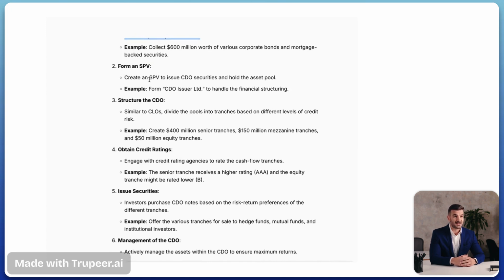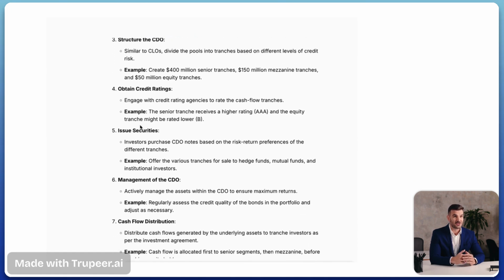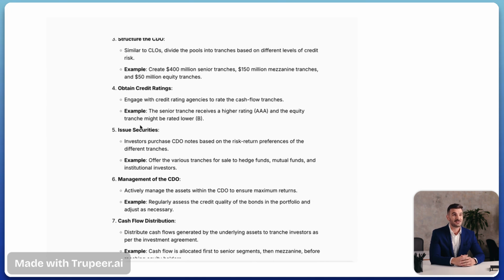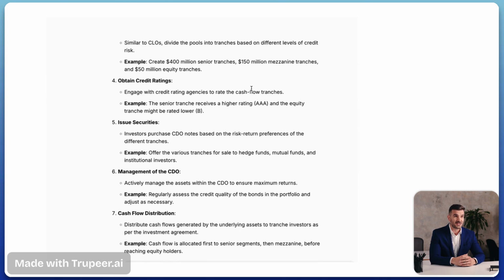An SPV is formed to manage the CDO, similar to CLOs, and the pool is divided into tranches based on varying credit risk levels. In a sample structure, there might be 400 million senior tranches, 150 million mezzanine tranches, and 50 million equity tranches. This highlights the differentiation.